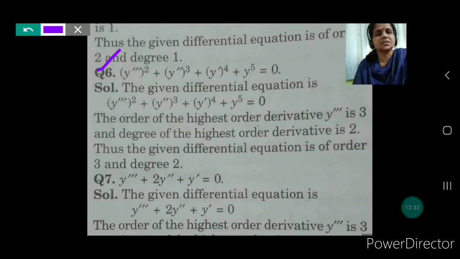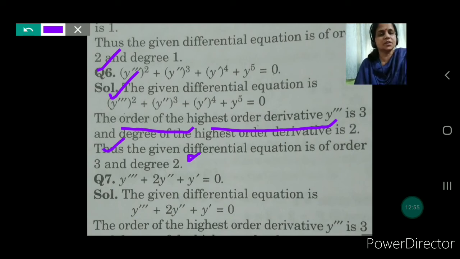Question number 6: (y''')² plus (y'')³ plus (y')⁴ plus y⁵ is equal to 0. Now see, students, the highest order derivative is 3. So order is 3 and degree is 2. We have to see now the power of this highest order derivative. So here order is 3 and degree is 2.